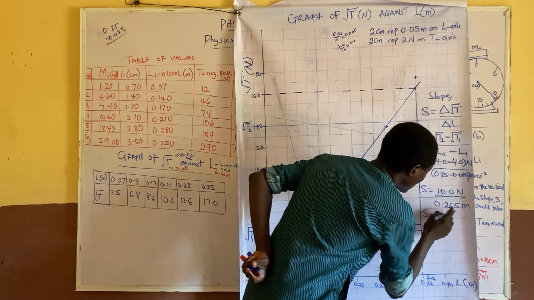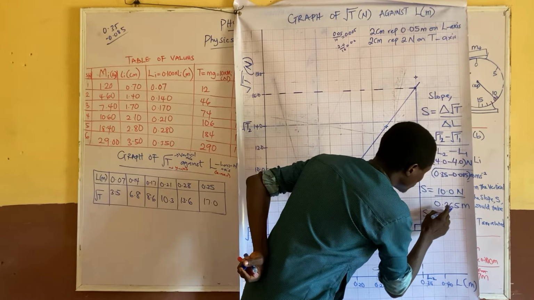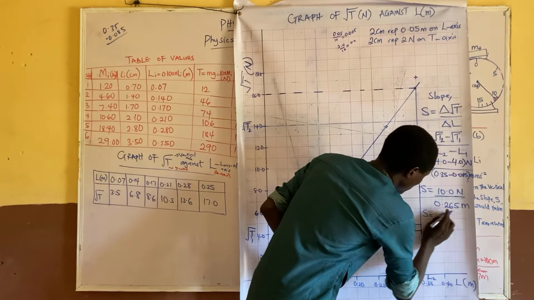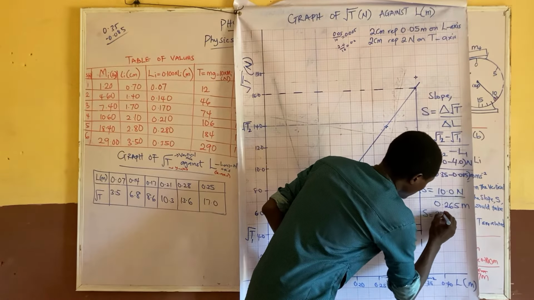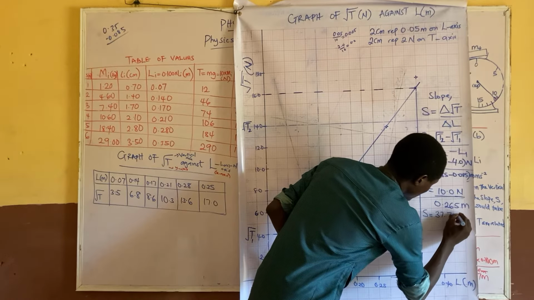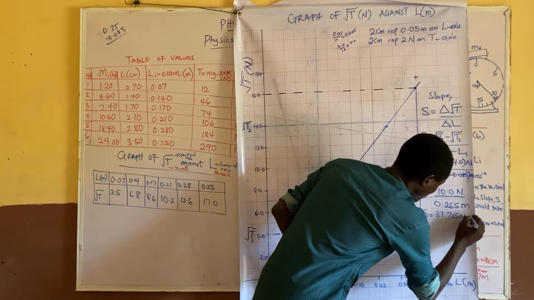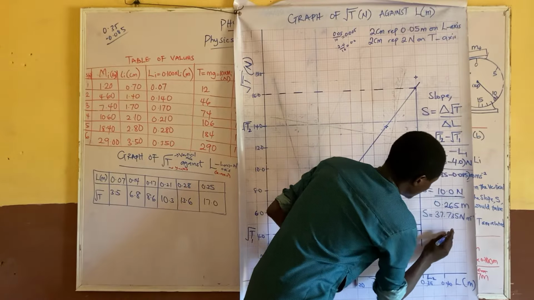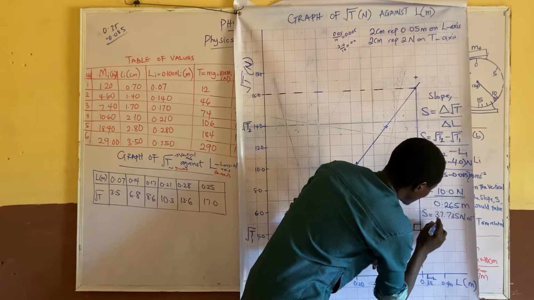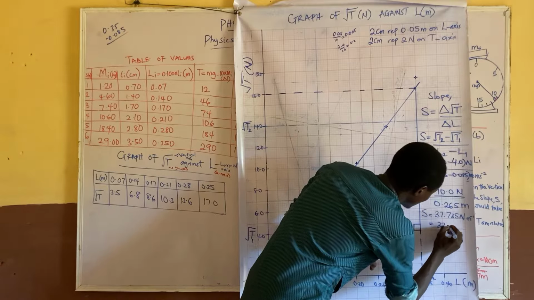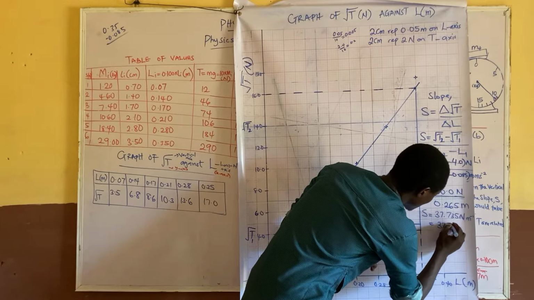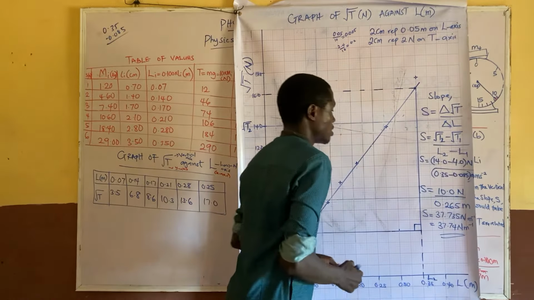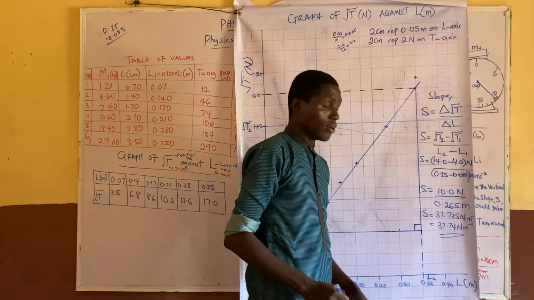So the final answer here is 10.0 divided by 0.265. When you press it on your calculator, you are going to have 37.735 Newton per meter. Please write this Newton very well. Newton per meter. So this is X, which equals 37.74 Newton per meter. So this is your slope.